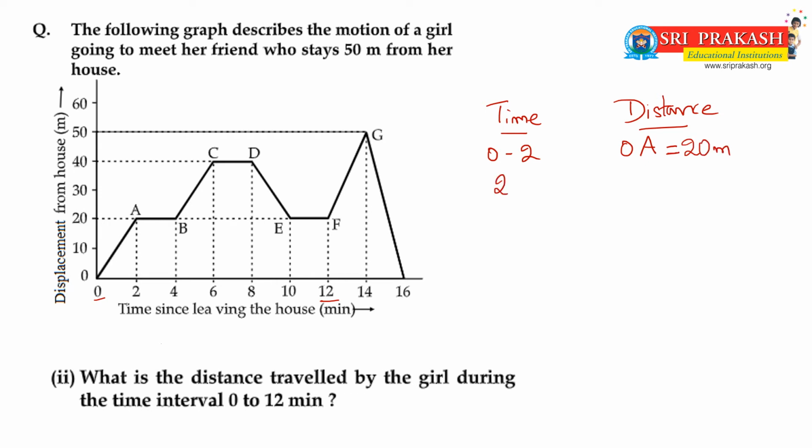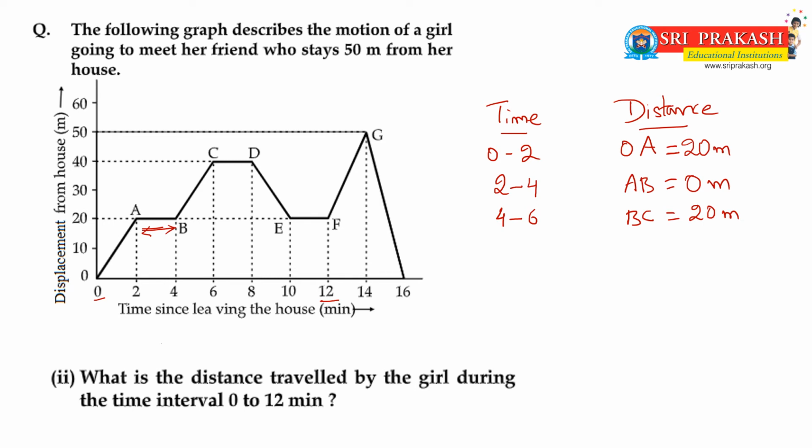And from 2 to 4 minutes, we have the representation from A to B, but there is no change in y-axis. AB represents a line parallel to the time axis. So this position is a rest position. There is no displacement in that particular time interval from 2 to 4 minutes. 4 to 6 minutes. There is a change in position from B to C, from 20 meters to 40 meters. So the distance covered is 20 meters.